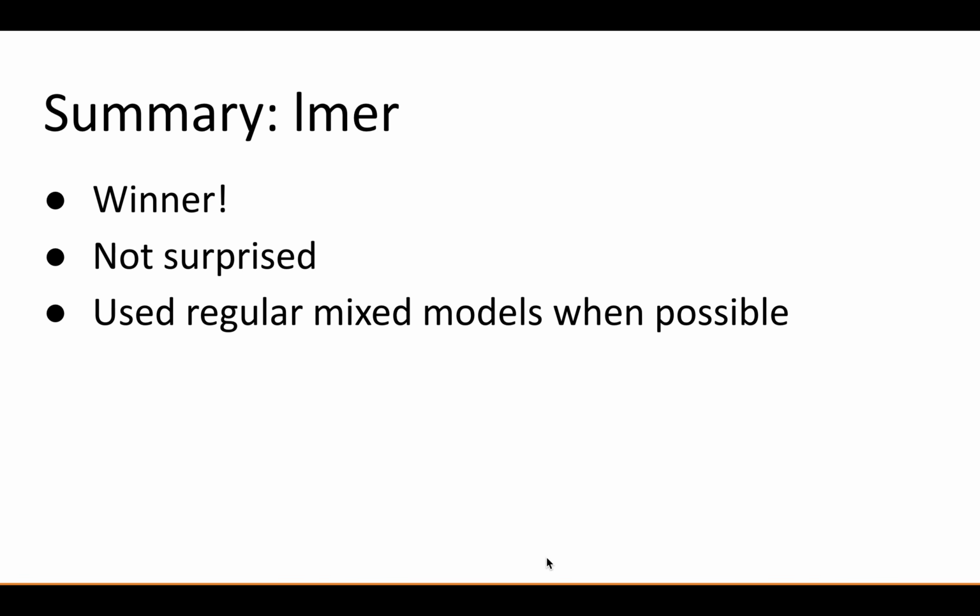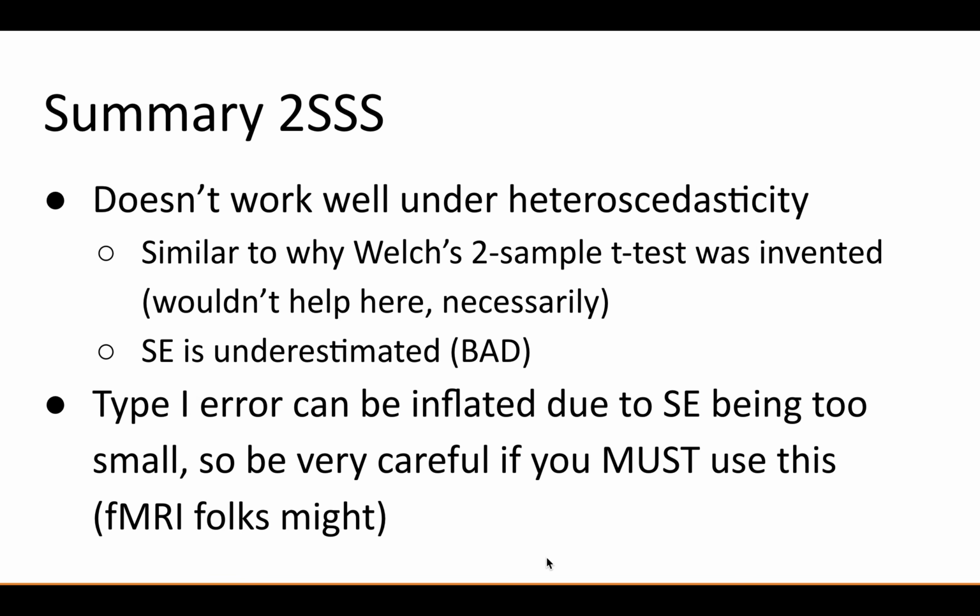All right, winner, winner, chicken dinner, LMER, not a surprise. So use a mixed model whenever you can. The two-stage summary statistics approach doesn't work as well under heteroscedasticity. If you want a little intuition as to why, this is exactly why Welch's two-sample t-test exists. That wouldn't help here necessarily because it's not tapping into that same problem, but it's because the variance of one group is different from the other, and it's just ignored when we use the two-stage summary statistics approach. So the standard error can be underestimated, and that's very bad because that inflates our type 1 error.